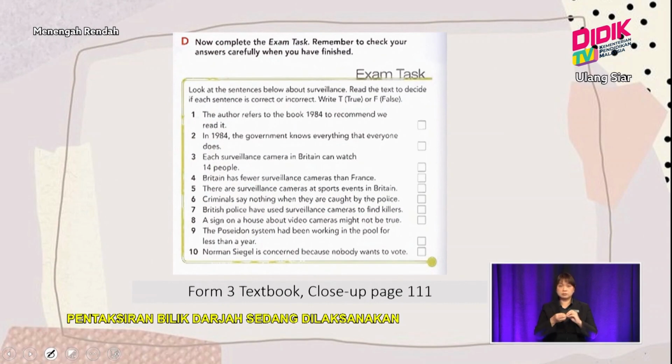Number 7. British police have used surveillance cameras to find killers. Anyone? Nivila? True. Yes, it's true. Definitely. Number 8. The sign of a house about video cameras might not be true. This one is a little bit tricky. I think it's true. Yes, it's true. Sometimes they just put the sign so that people get scared. Yeah, they get scared, they run away.